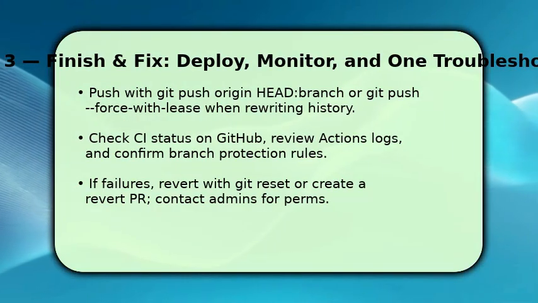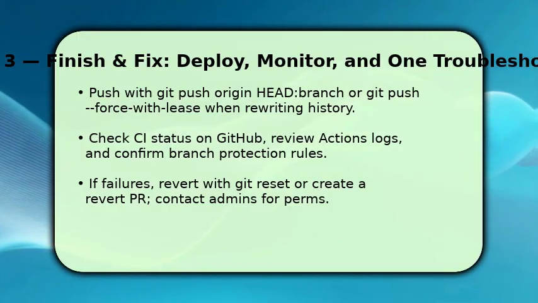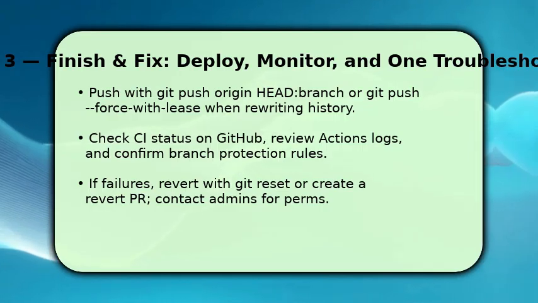You finalize by safely pushing and confirming CI. Push changes with git push origin HEAD:branch. Use git push --force-with-lease only when you rewrote history and know the impact. Once pushed, open GitHub to confirm the branch and watch Actions for CI results.